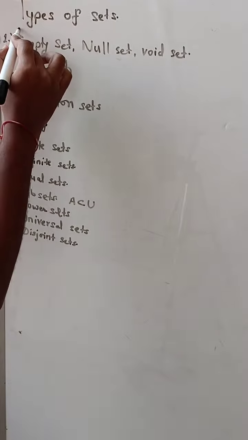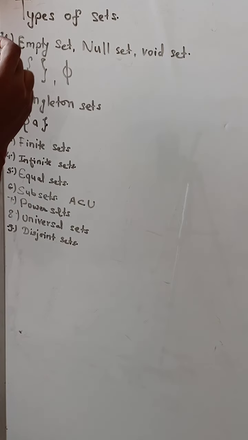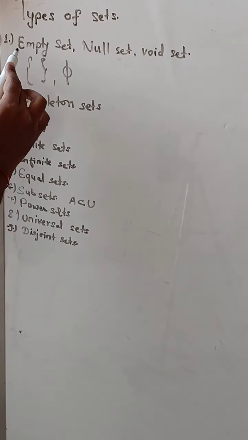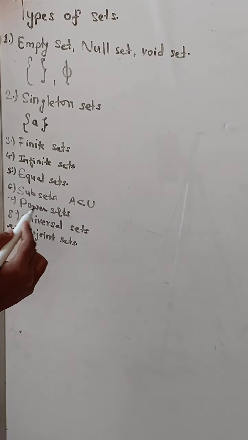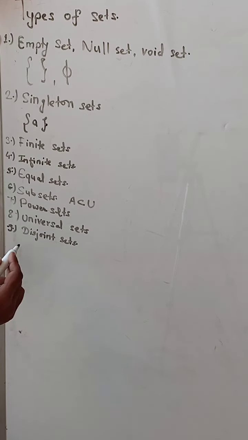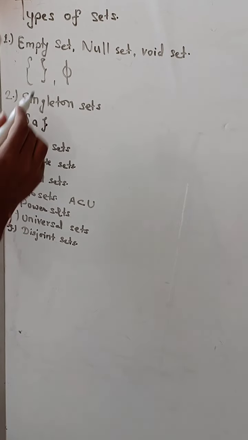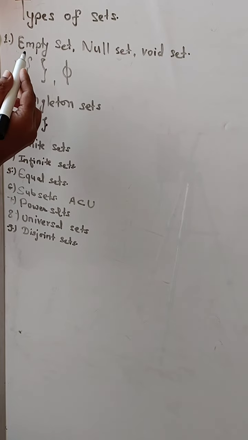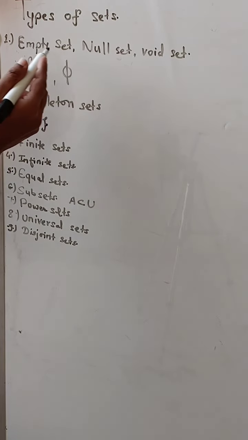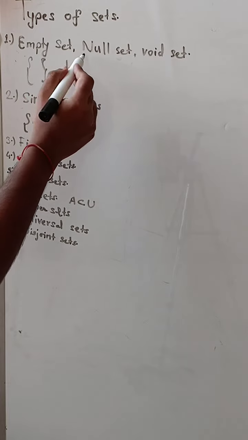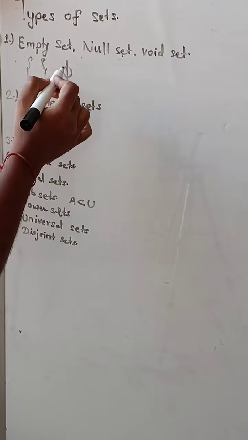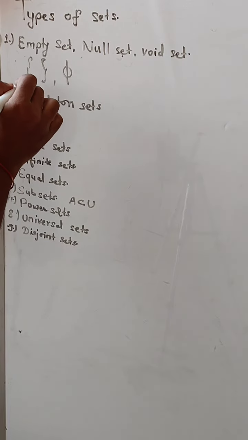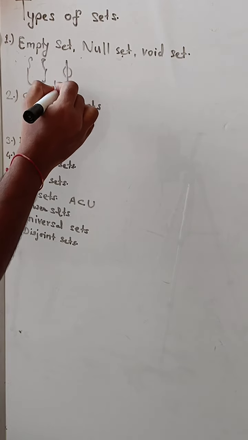Types of sets. Okay, we have different types of sets: empty set, singleton sets, finite sets, infinite sets, equal sets, subsets, power sets, universal sets, and disjoint sets. I will go one by one. What's an empty set? As the word says itself, an empty set means a set having nothing in it. Sometimes they are also called null sets, and sometimes void sets. An empty set is denoted by empty braces with nothing inside, and sometimes it's also denoted by this symbol.